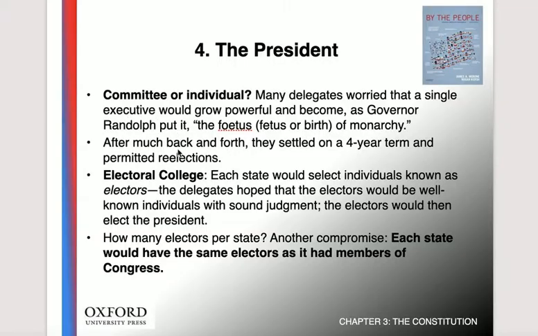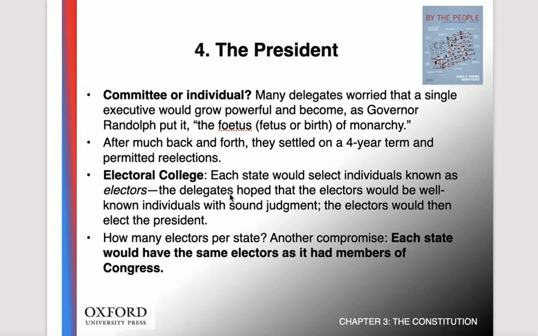So they ended up deciding eventually we're going to make it an individual. We're going to vote on it. We're going to give them a 4-year term. So this person can't stay in control like a monarchy. They have to be reelected every 4 years. And originally there was no term limits until we had an amendment to the Constitution, which we'll talk about later.